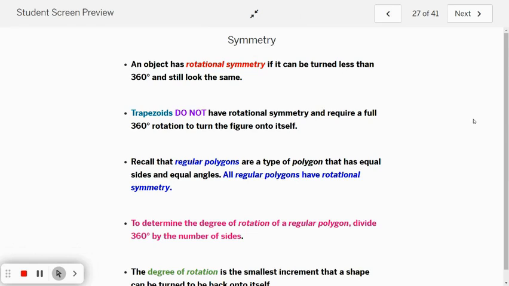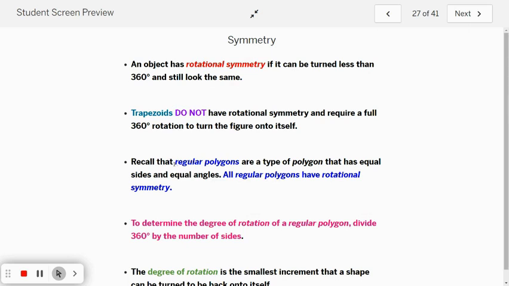So one thing to think about is that rotational symmetry, an object has it if you can turn it less than a full circle and have it look the same. I want you to think about rotating a piece of paper with an object on it to get the object to look exactly the same, less than 360 degrees. Second bullet here is that trapezoids do not have rotational symmetry. The only way to get the same image with the trapezoid is to rotate it a full 360 degrees.